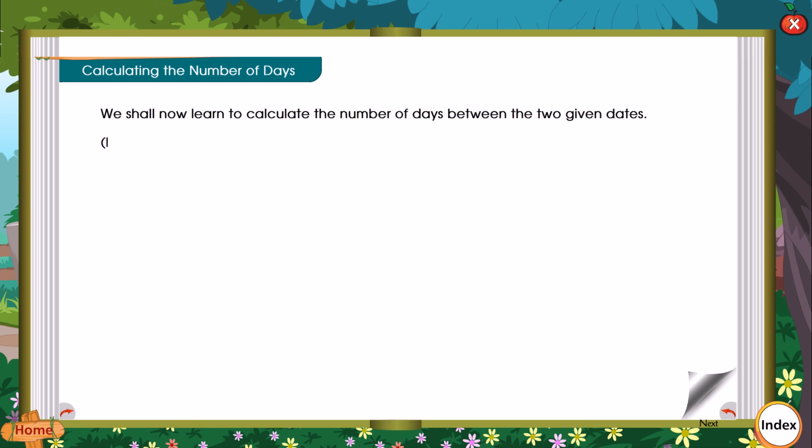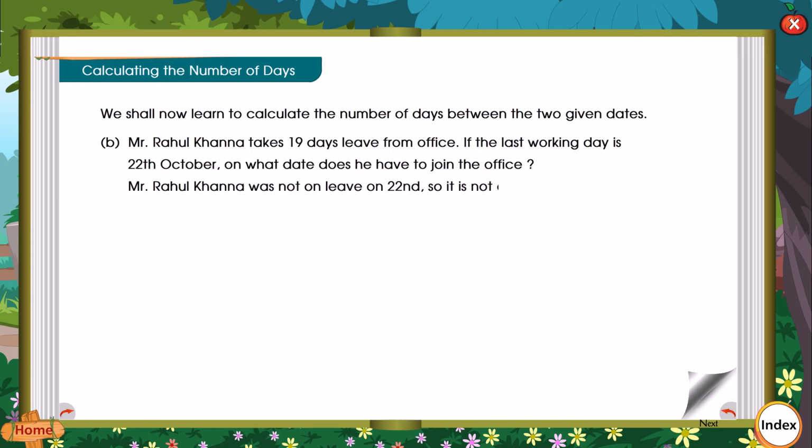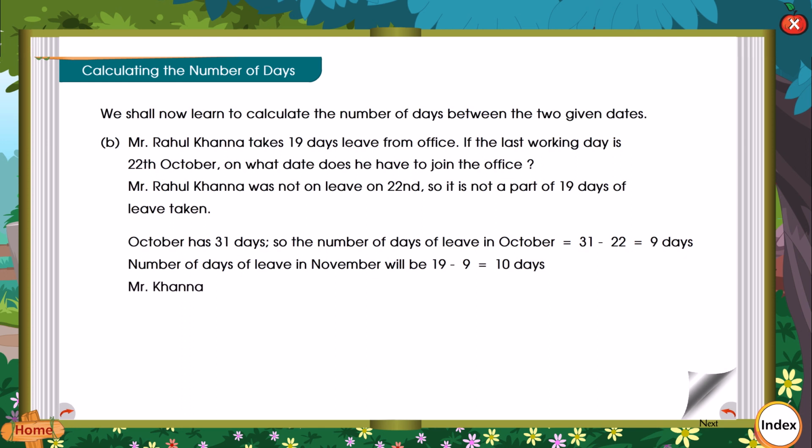B. Mr. Rahul Khanna takes 19 days leave from office. If the last working day is 22nd October, on what date does he have to join the office? Mr. Rahul Khanna was not on leave on 22nd, so it is not a part of the 19 days of leave taken. October has 31 days. So, the number of days of leave in October is 31 minus 22, which is equal to 9 days. Number of days of leave in November will be 19 minus 9, which is equal to 10 days. Mr. Khanna has to join office on 10th November.